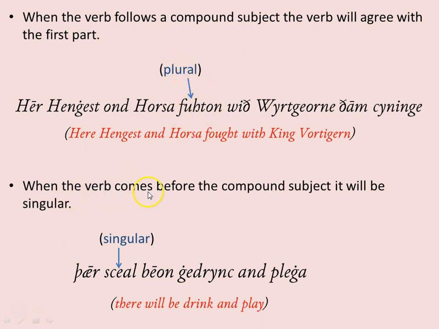Right. When the verb comes before the compound subject, it will be singular. So, þær sceal beon gedrync and plega. There will be drink and play. Now, sceal, will, is in the singular, and so it takes the singular form when it comes before the compound subject. And the compound subject is gedrync and plega. So the two nouns there, drink and play.